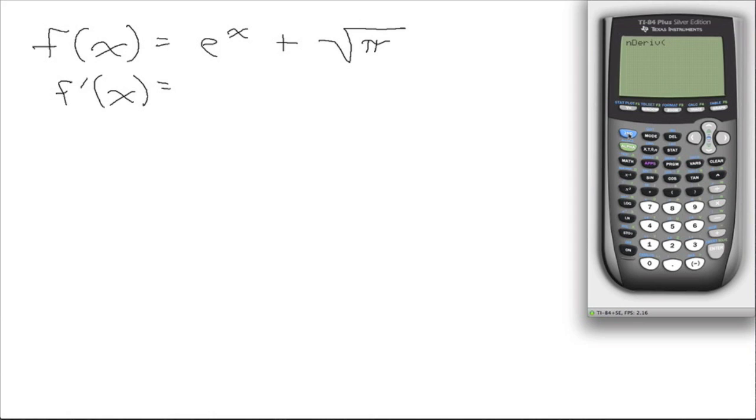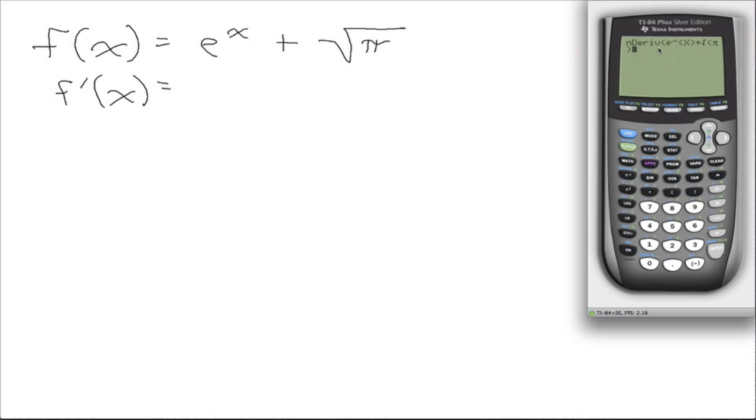And then the derivative we're taking here is e. Here's the x button, e to the x plus square root pi. So try typing that in. Don't hit enter yet. Okay. Should I press second log, or second natural log? Is that e to the x? Yeah.